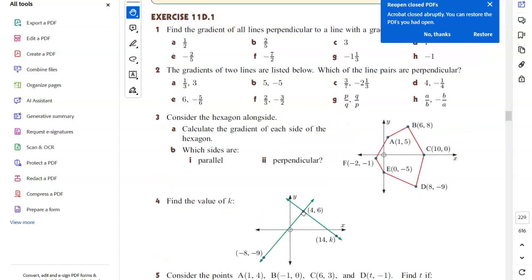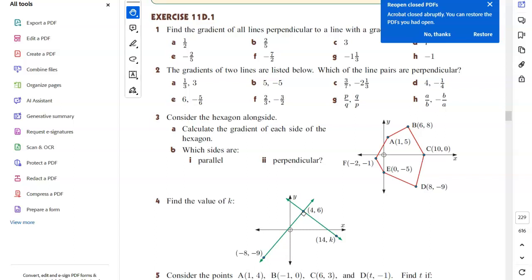So we just did number 1 verbally as a class. Number 2, how could you test each other on that? The gradients of the 2 lines are listed below. Which ones are perpendicular? So how can you tell if they're perpendicular or not? Are these 2 perpendicular? No. So 2 ways. You can look at the 1/3 and say I'm going to flip and reverse the sign, so it has to be -3. That's not -3, so no, they're not perpendicular.